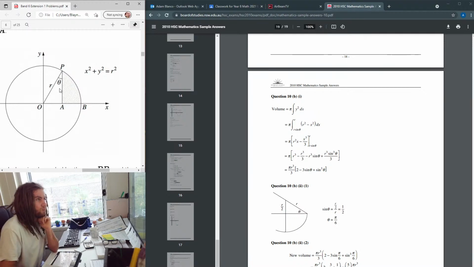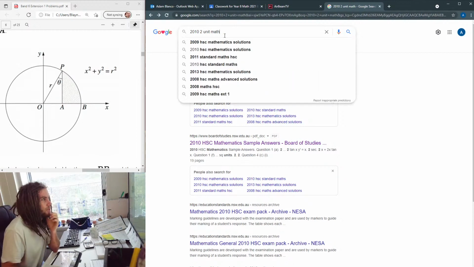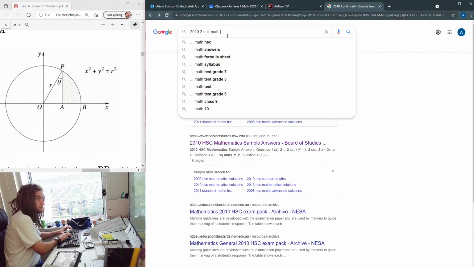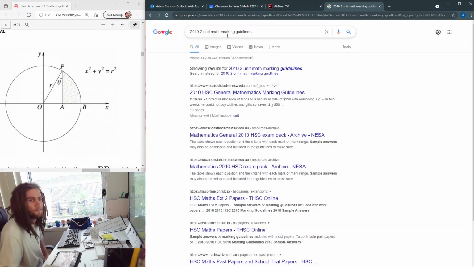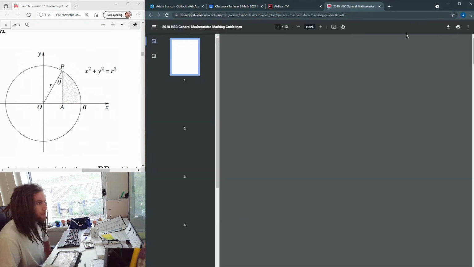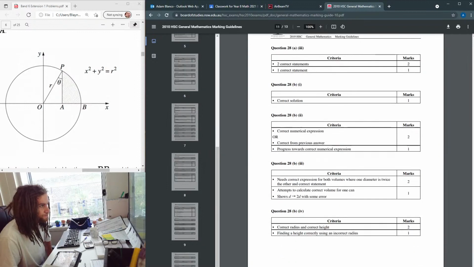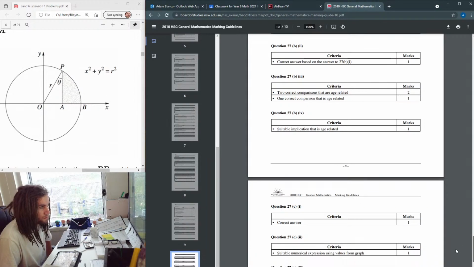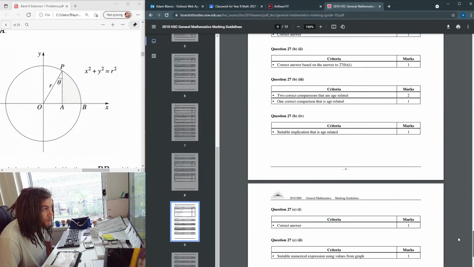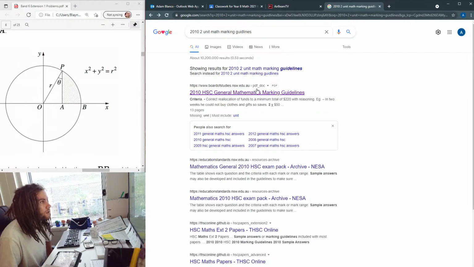Wow, okay, yeah, right. We have some marking guidelines. Here we go, here we go. This is the juicy stuff. Why does it say question 28? Oh, general maths.